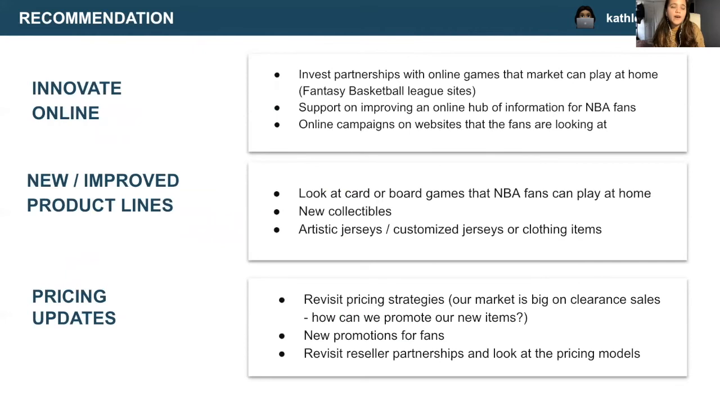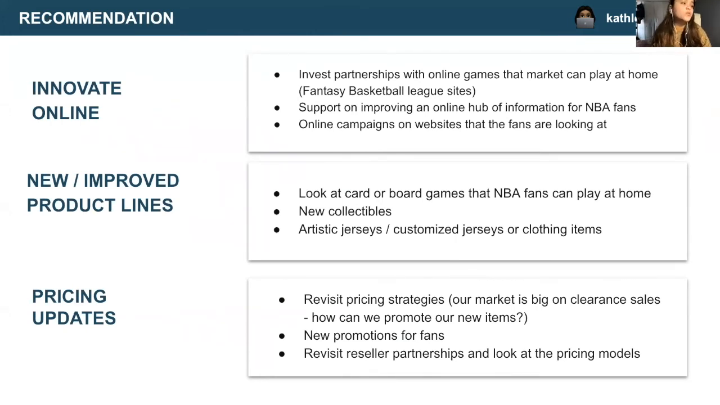And here's my final recommendation for Nike based on all the analysis I did. First is to innovate online, so invest in partnerships with online games that the market can play at home, like fantasy basketball league sites. Support improving an online hub of information for NBA fans. This will allow us to get more traffic from the NBA fans going to our website. Online campaigns on websites that our fans are looking at.